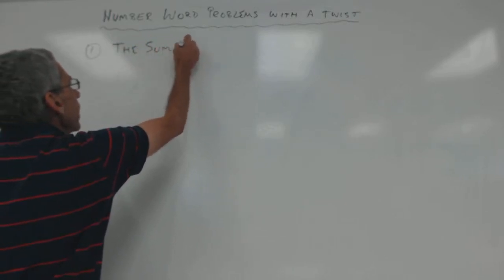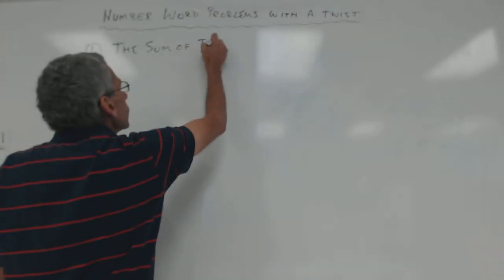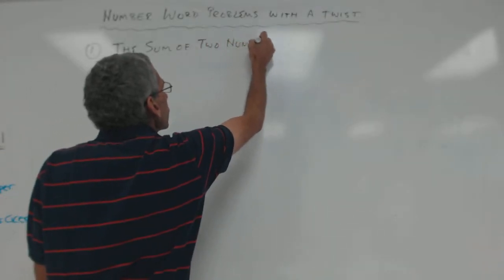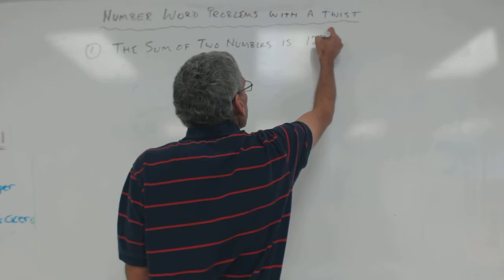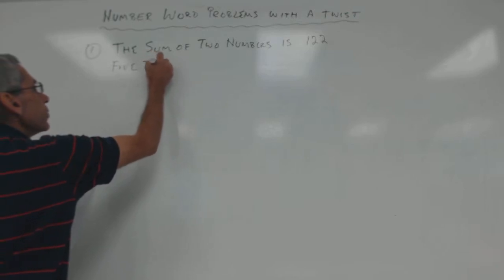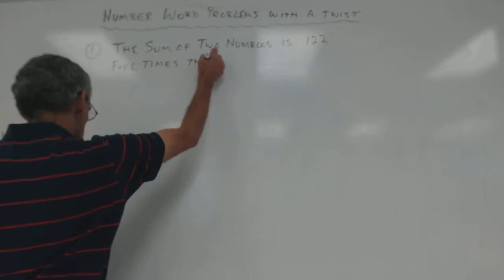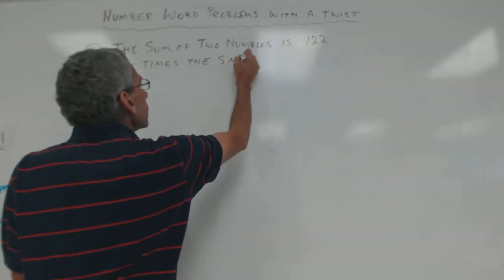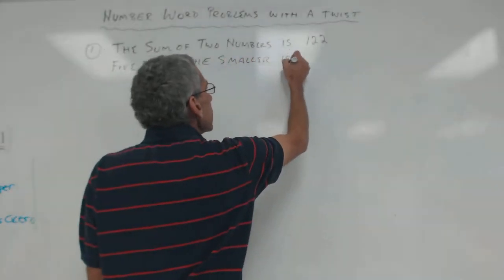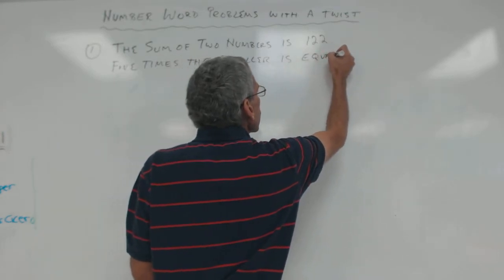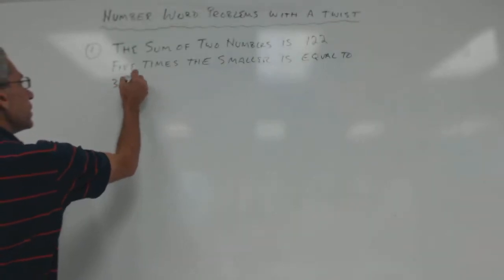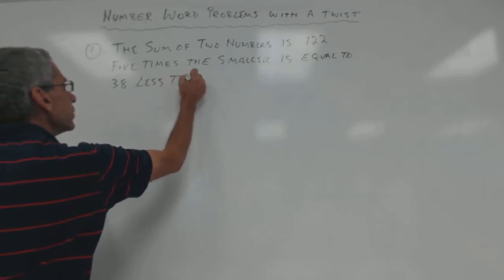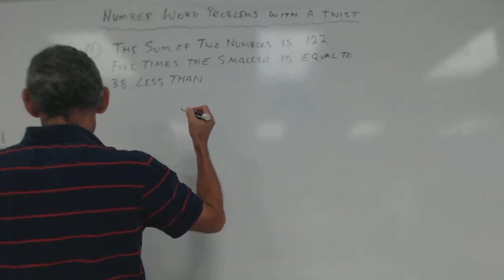The sum of two numbers is 122. 5 times the smaller is equal to 38 less than 4 times the larger.